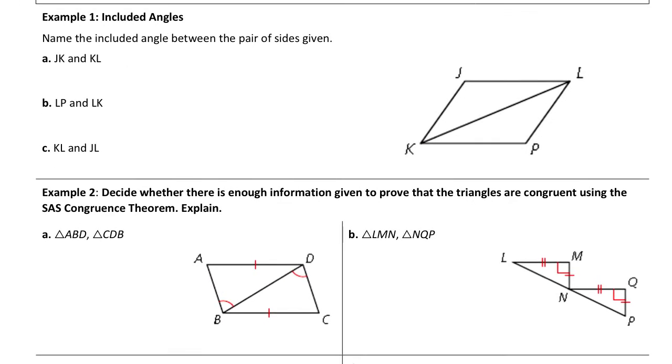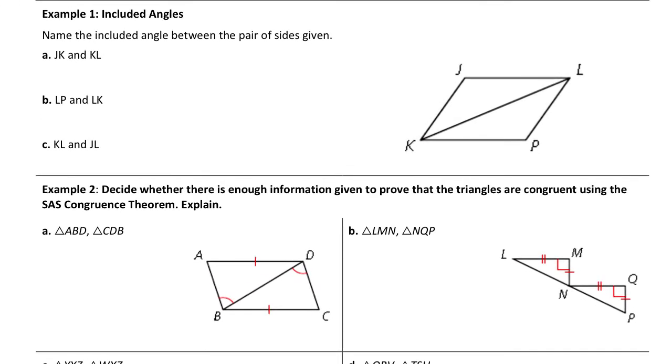So in example 1, identifying included angles. It says name the included angle between each pair of sides given. So with JK and KL, I'm going to highlight JK and KL, and I'm going to circle the included angle. That angle is angle J. All right, and it's okay that we name it angle J because there aren't any other sides coming off of angle J that are confusing. So that one we can just name angle J, that is fine.